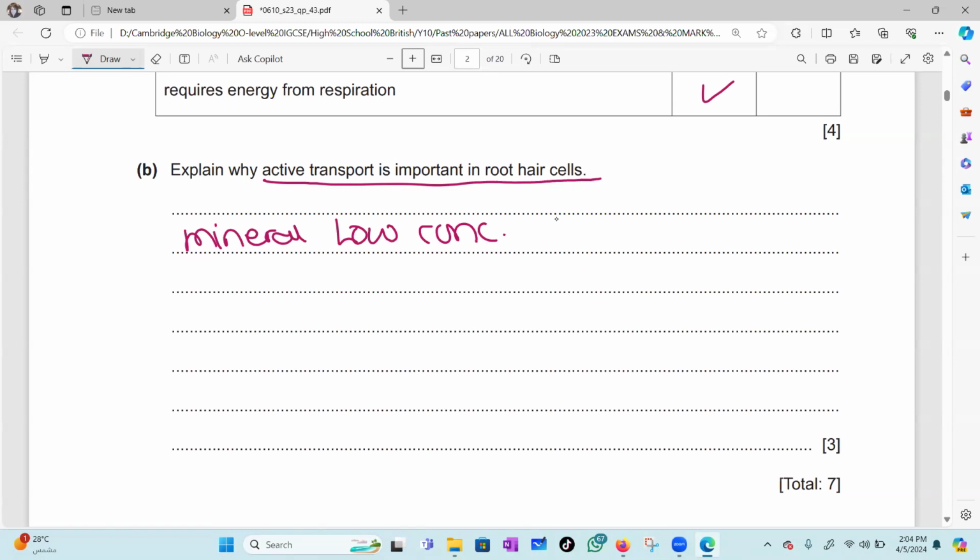So the minerals are moving from low to high concentration. Yes. The low concentration, we want to make it clear, is in the soil or in the root hair cell.